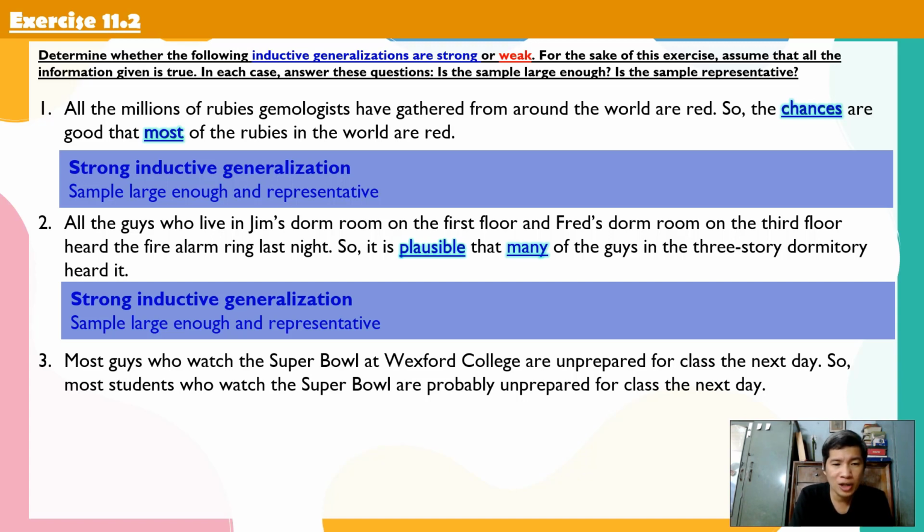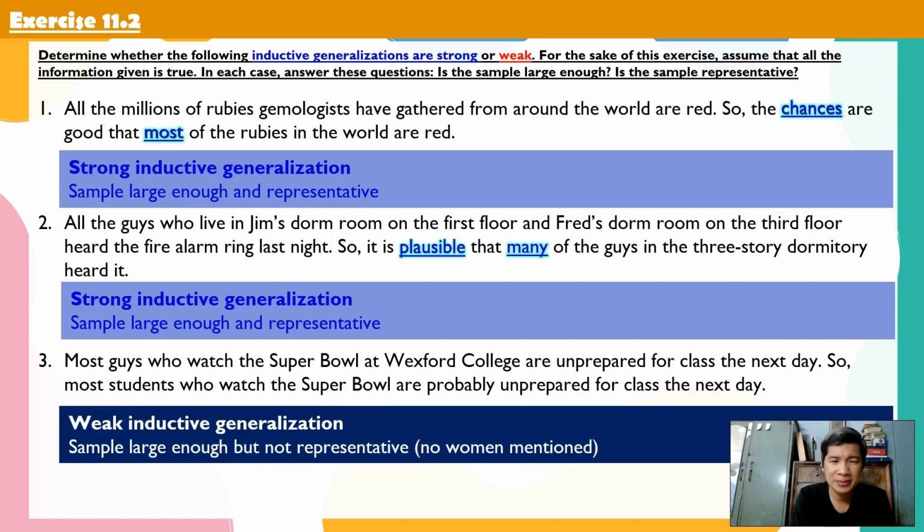Most guys who watch the Super Bowl at Wexford College are unprepared for class the next day. So most students who watch are probably unprepared. You can see, most guys, we just talk about the males. We don't mention the females. But now the conclusion is about most students, the females as well. It means males and females.